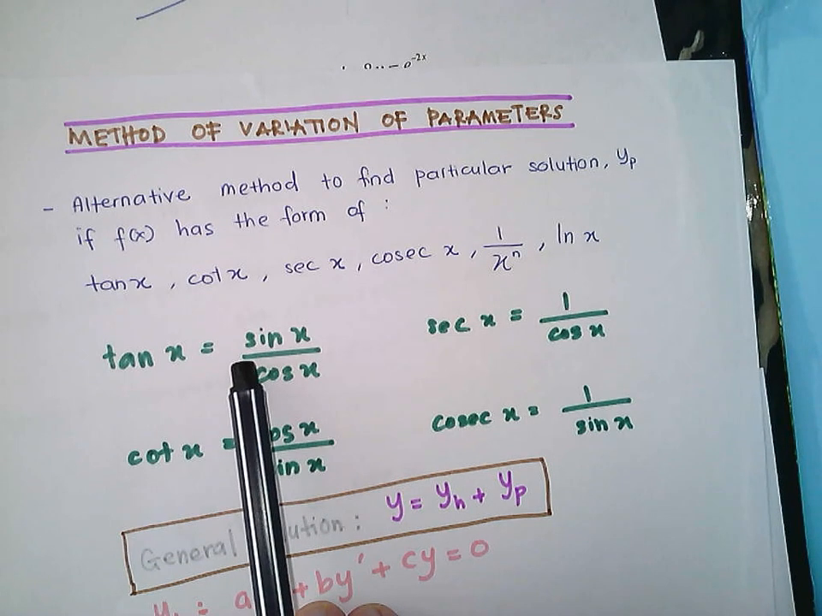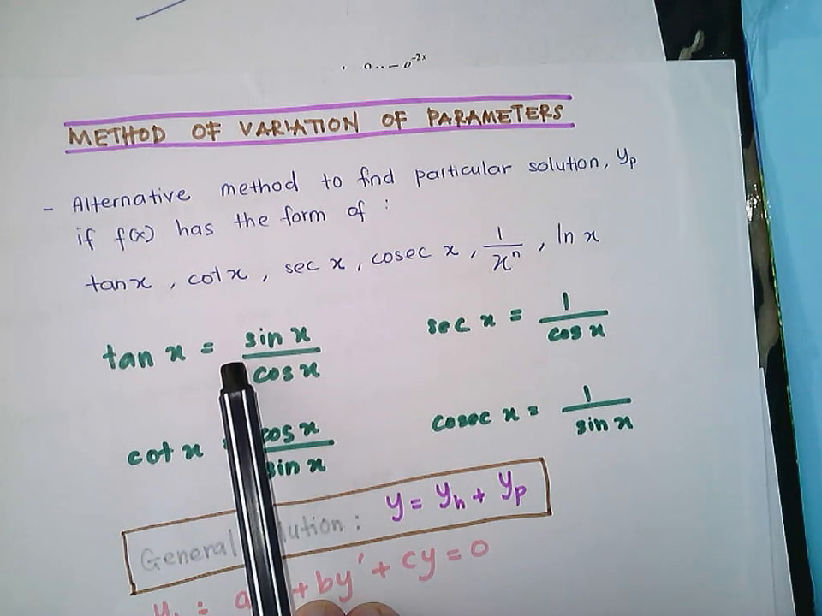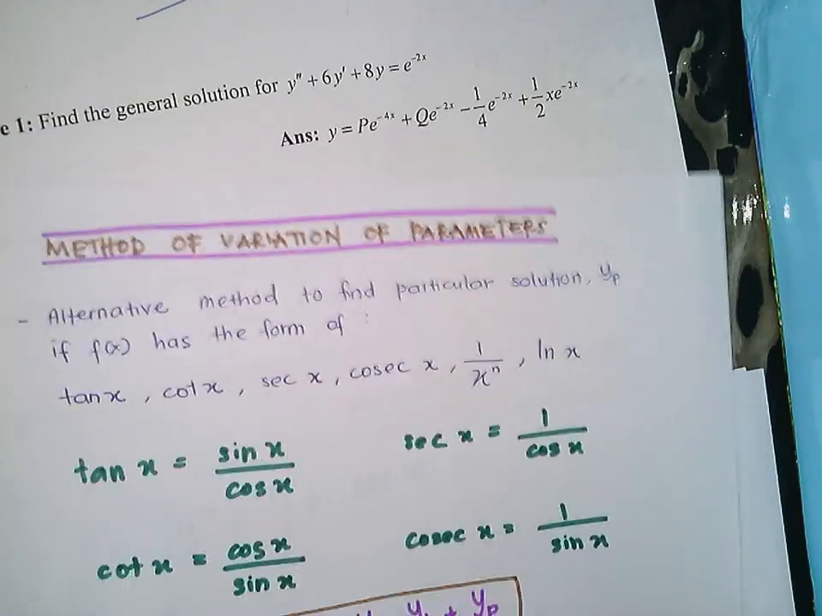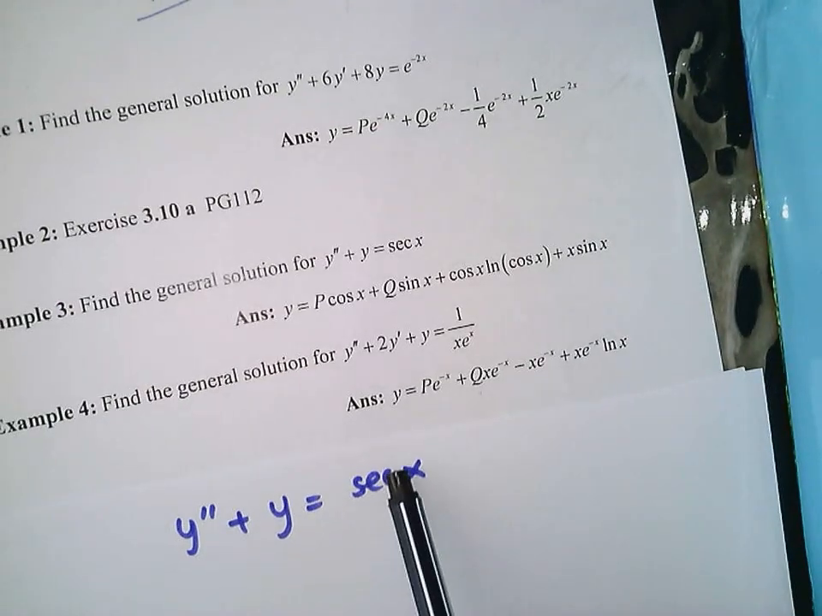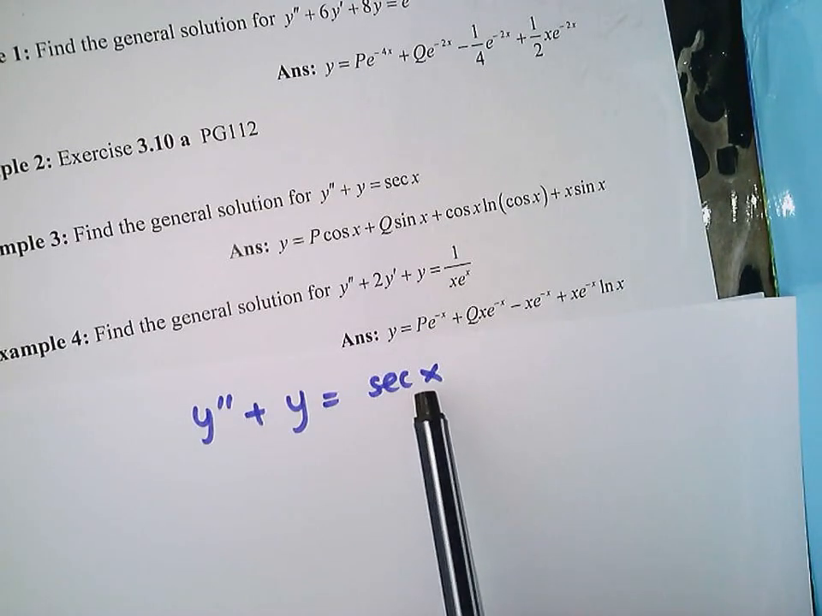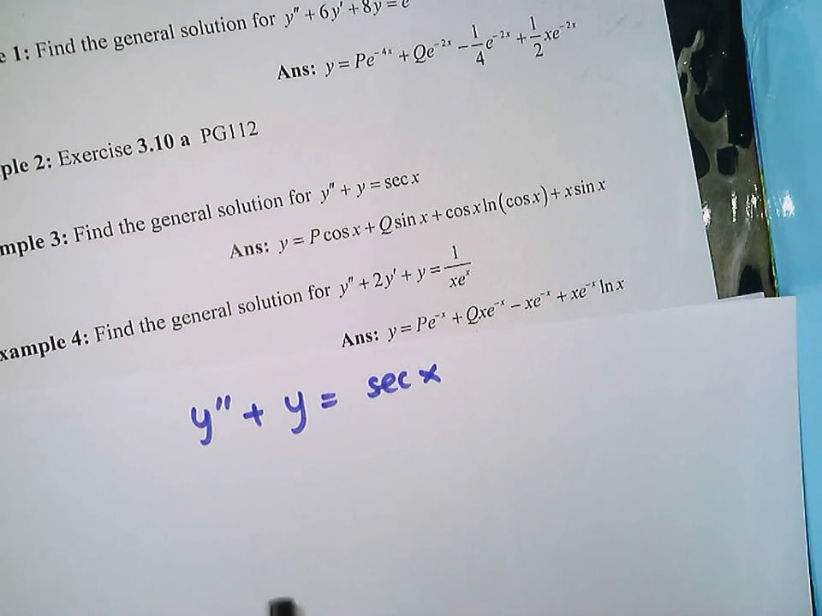You cannot use UC to solve it. You have to use VOP. So this one here, you cannot use UC case 3. UC case 3 is just for cos and sine function. So that's why we're using VOP.